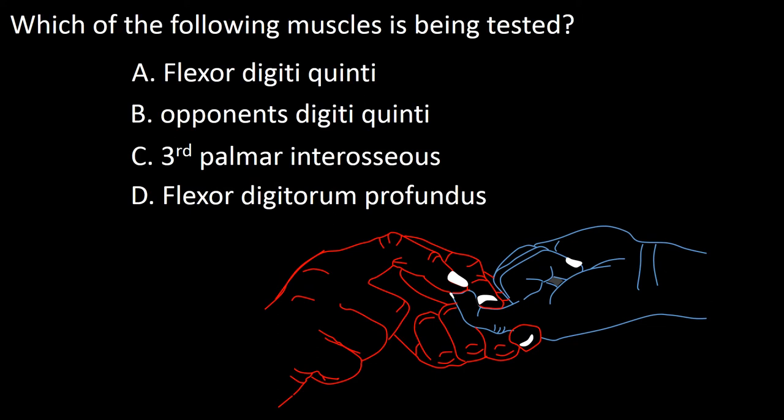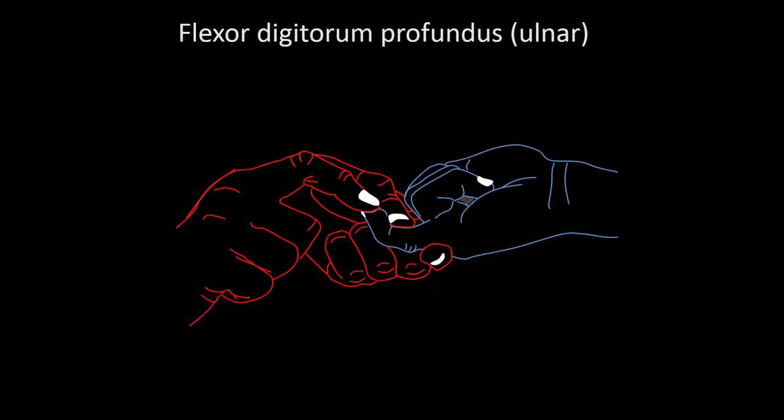Next question. Which of the following muscles is being tested? A. Flexor digiti quinti. B. Opponens digiti quinti. C. Third palmar interosseus. D. Flexor digitorum profundus. Resistance by the examiner to the effort of the patient to bend the last phalanx of the little finger tests the flexor digitorum profundus, going to the fifth finger.